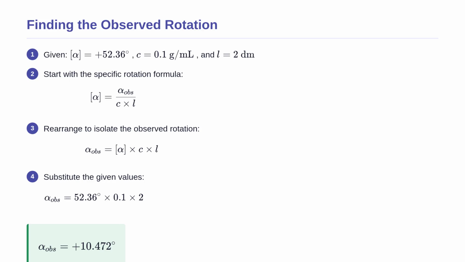We start with our standard specific rotation formula. However, since we want to find the observed rotation, we must use basic algebra to rearrange the equation. By multiplying both sides by concentration and path length, we isolate the observed rotation. Now we simply plug in our numbers. 52.36 multiplied by 0.1 multiplied by 2. The units cancel out perfectly, leaving us with positive 10.472 degrees. This means the light beam is physically twisted by about 10.5 degrees to the right.